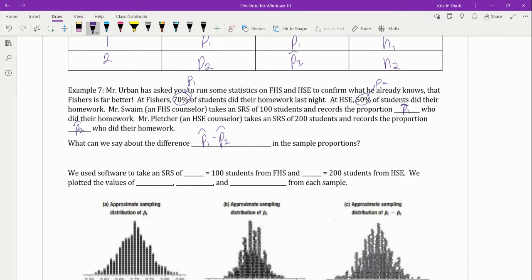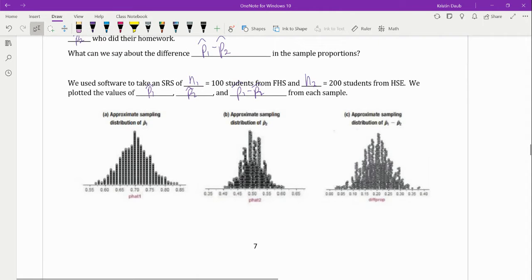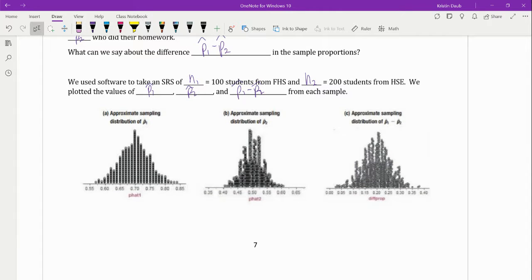So what I did is I used software to take an SRS of 100 students. Now this is from the first population, N1. So N1 is going to be 100. N2 is going to be 200. HSC is my second population. So I'm going to plot all of the values of my P1 hats, my P2 hats, and then I took P1 minus P2 hat. So let's talk through how I did this down here. Here's the graphs. So these are the sampling distributions of P1, P2, and then the difference of P1 minus P2.